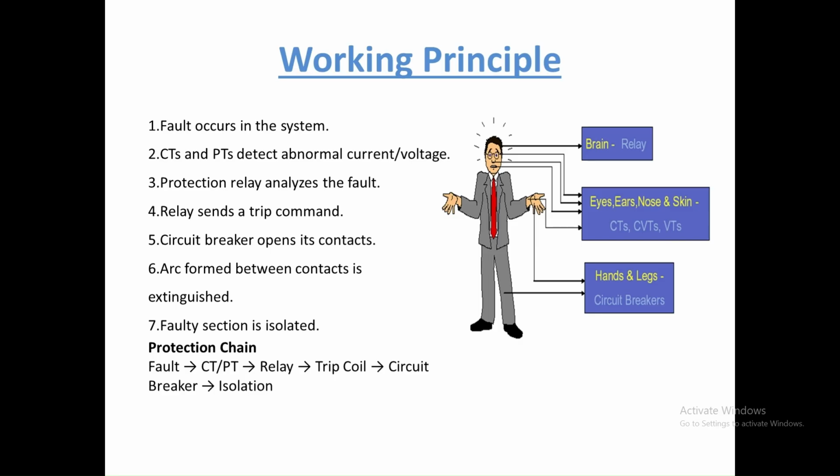First, let's assume that a fault occurs in the system. Then CTs and PTs detect the abnormal current or voltage. Then the relay analyzes the fault based on the configuration and sends the trip command, and the circuit breaker opens its contacts, and the arc formed between the contacts is extinguished. The faulty section is isolated. So this is the protection chain: fault sensing through CT and PT, through relay, through trip coil, then circuit breaker, then isolation of the faulty part from the healthy system.